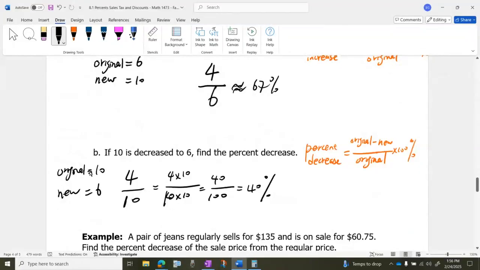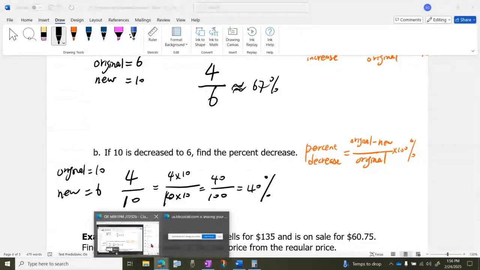So the original value is 10. The new value is 6. That's why we are talking about percent decrease, right? From 10 to 6. From 10 to 6. So decreasing. So the original is 10. The new value is 6. So from 10 to 6, gone down 4. And divide that change by the original 10. You are always comparing with the original. Does that help, Alex?